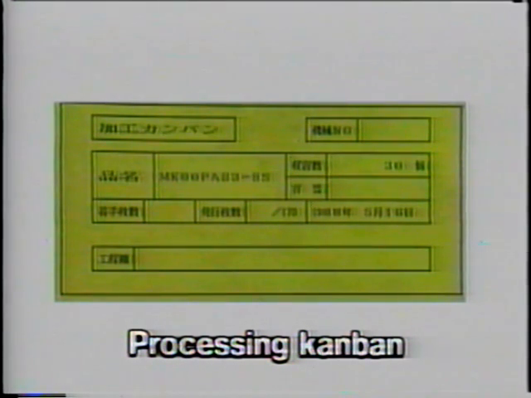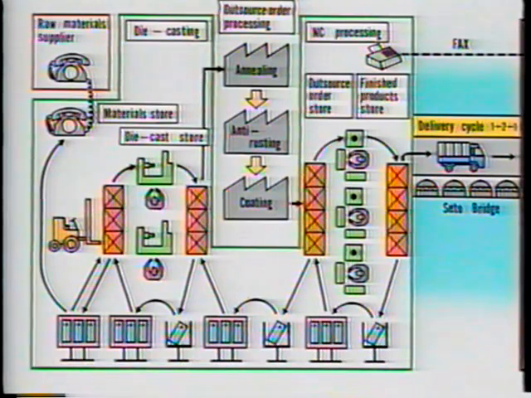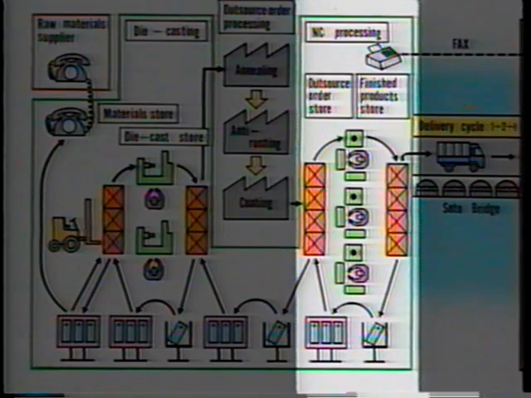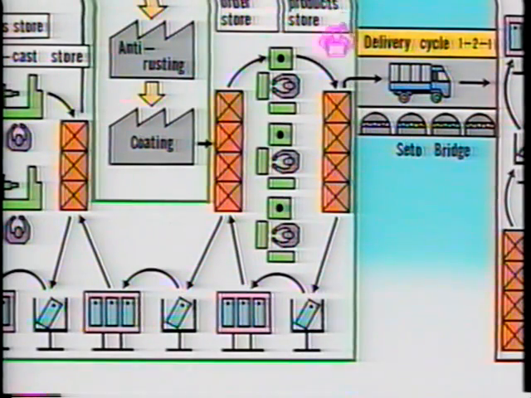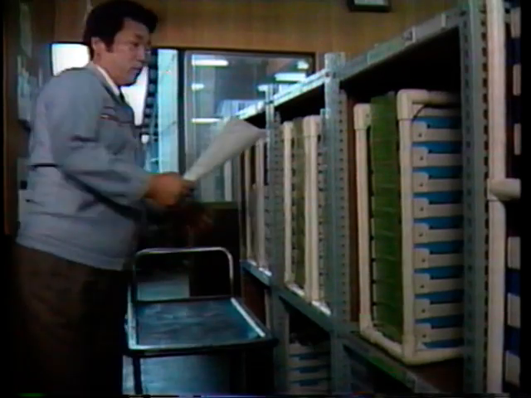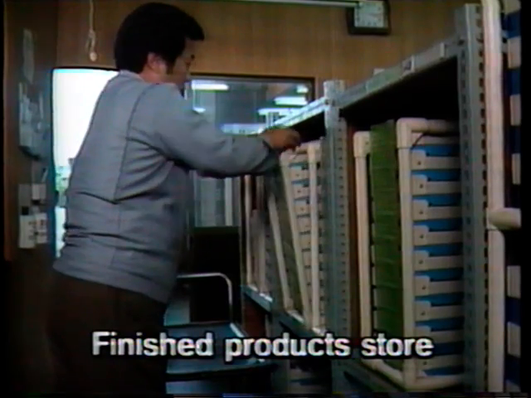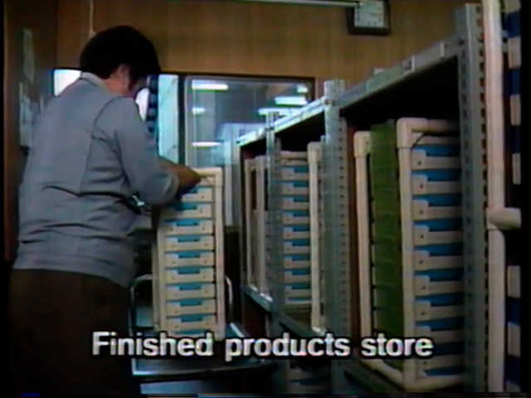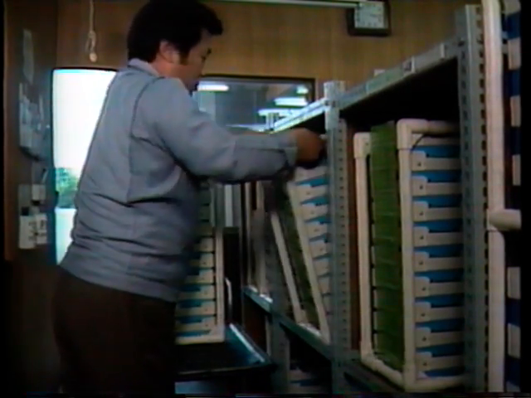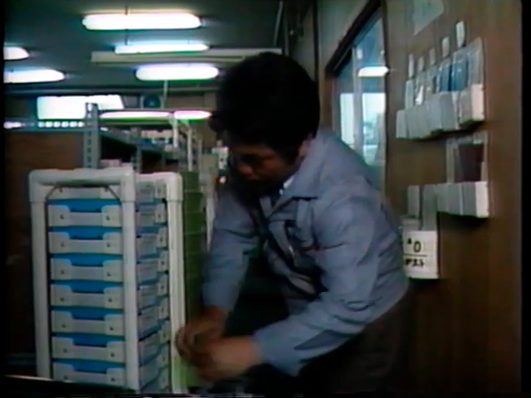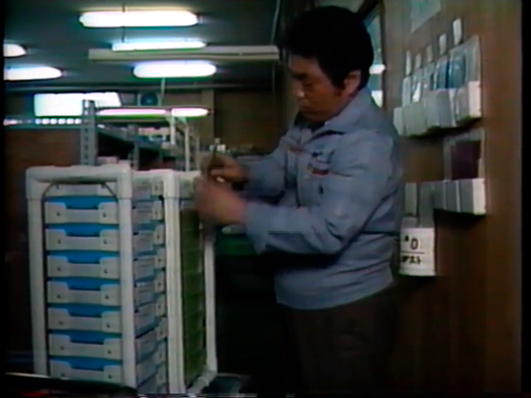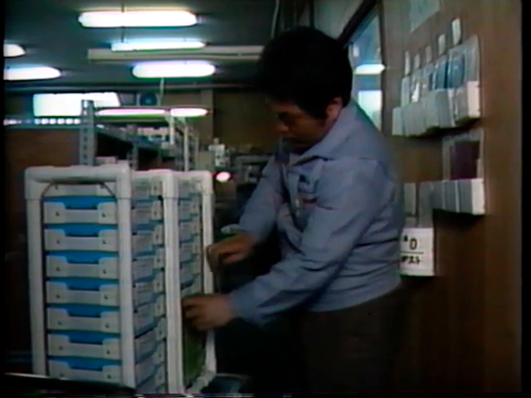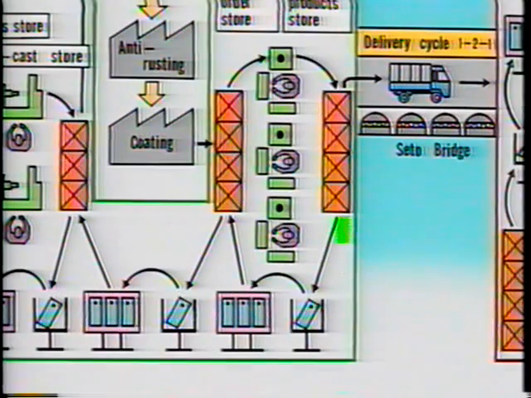Now we're back at the Okayama factory. Let's look at the cycle of the processing Kanban used here. Once the delivery instruction fax has been received, the corresponding items are taken out from the finished product store. As soon as the products are moved out, the processing Kanban are removed and put in the order box.